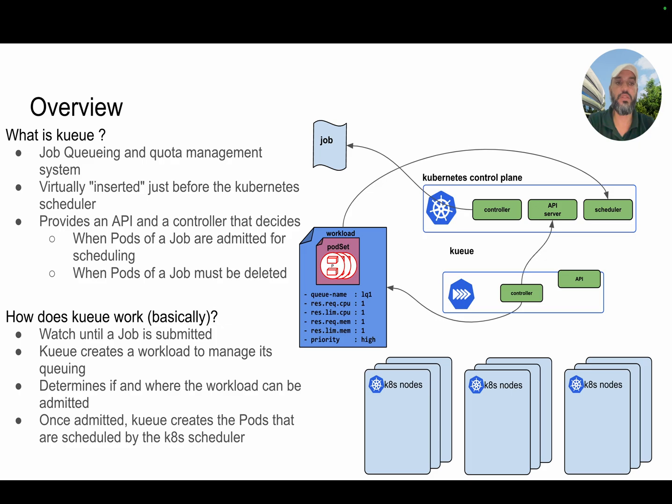Once the workload decides in which potential node it will be assigned, it just delegates the scheduling of the pod to the Kubernetes scheduler. And finally, the pod gets created on the relevant Kubernetes node.